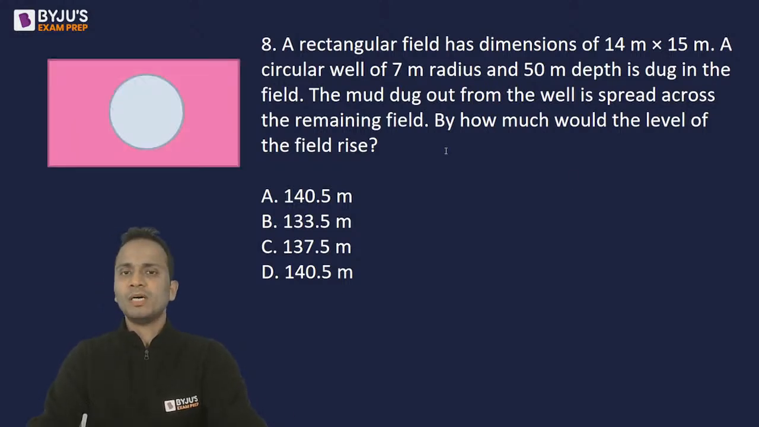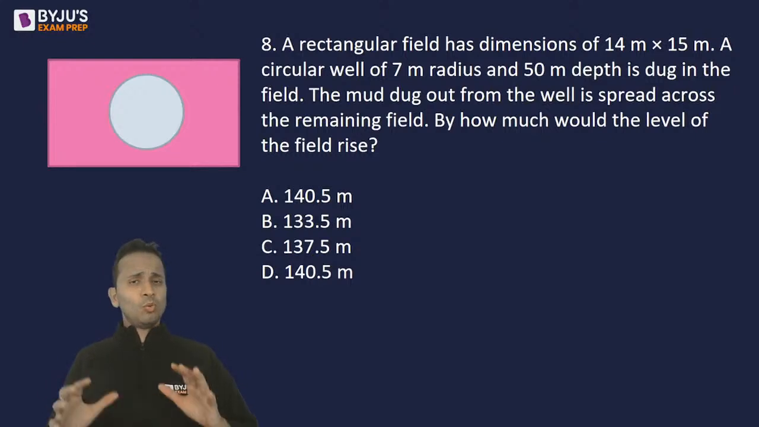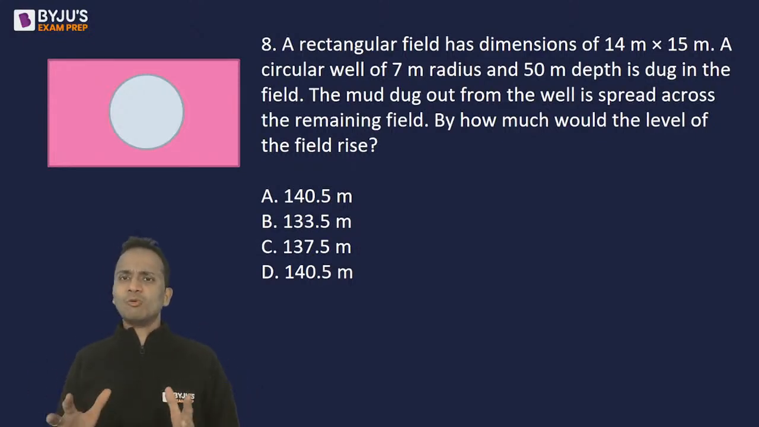Okay, so let's assume a rectangular field and a circular well is dug. Now, whatever the quantity of mud comes out, it is well spread across the remaining part of the field. So by how much the level of the field will rise, right?